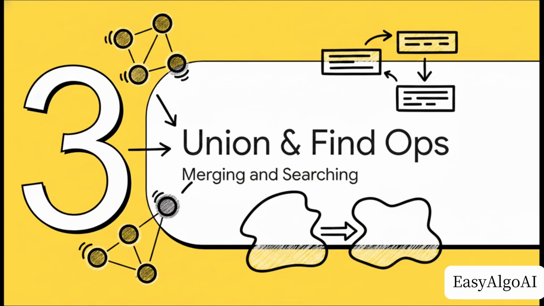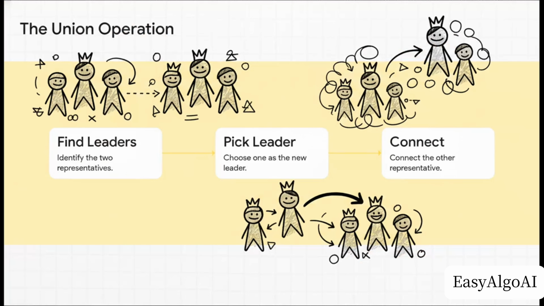Section 3, union and find operations, merging and searching. Now that we have that mental model down, let's actually look at how we merge these groups together in code. The union operation follows three highly logical steps to combine two sets. First, you take the two people who just connected and you find their respective community representatives. Second, you pick one of those two representatives to become the new overarching leader of the combined group. And third, you just connect the other representative directly to that newly chosen leader.